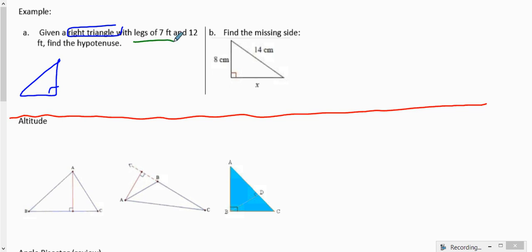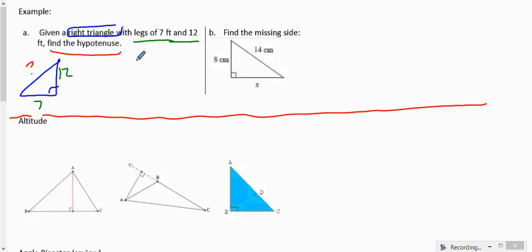The legs are 7 feet and 12 feet. So the legs are the sides that make the right angle. So 7 and 12, those are the legs. What is the hypotenuse? That is the question mark. Well, since it's a right triangle and we're dealing with sides, we can use the Pythagorean theorem.